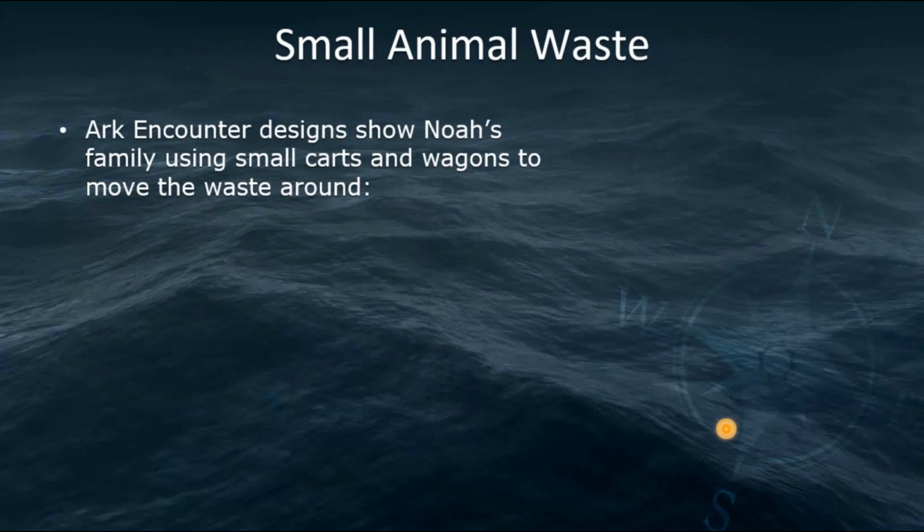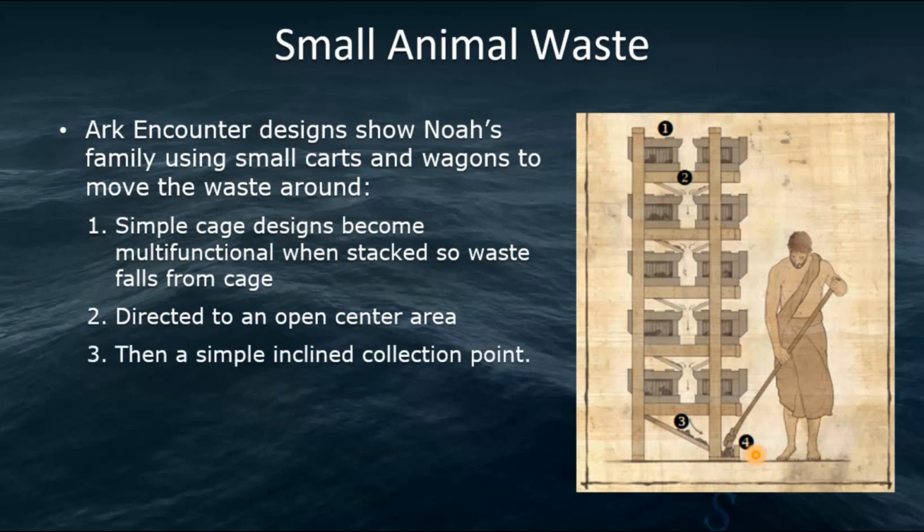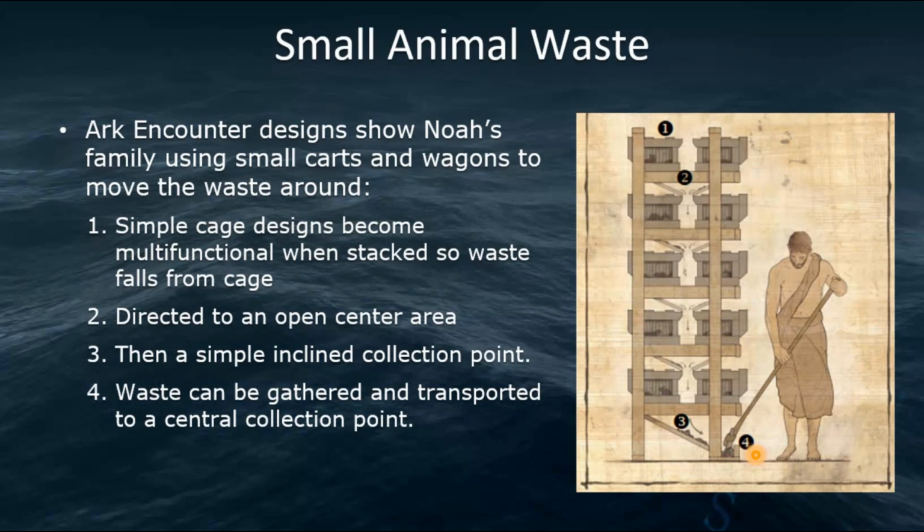For small animal waste, the Ark Encounter design showed Noah's family used small carts and wagons to move the waste around. So simple cage designs become multifunctional when stacked vertically, so waste can fall from the cage. The waste would fall and then collect down here on section 3, and then one of Noah's sons or daughters-in-law could sweep it out and put it into a wheelbarrow and take it away. So it was directed to an open center area, then a simple incline collection point, so it could be gathered and transported.